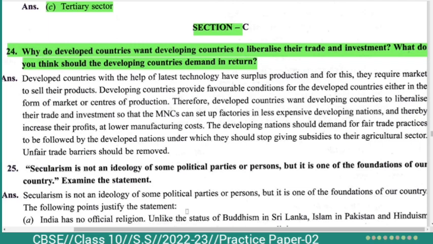The developing nations should demand fair trade practices to be followed by the developed nations, under which they should stop giving subsidies to their agricultural sector. Unfair trade barriers should be removed.